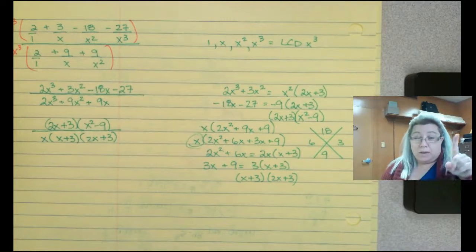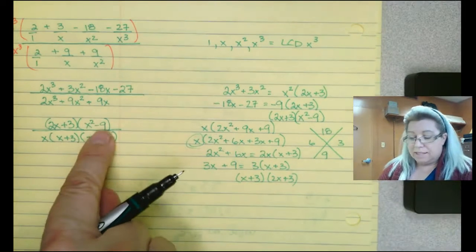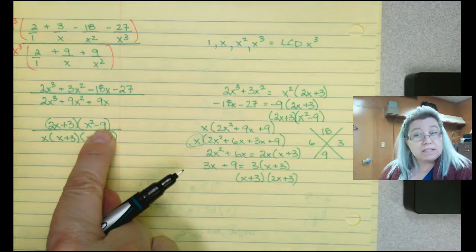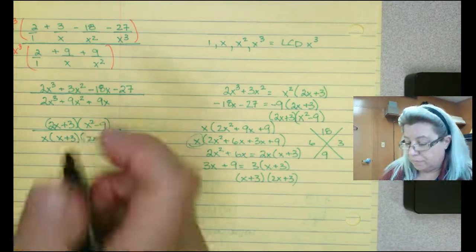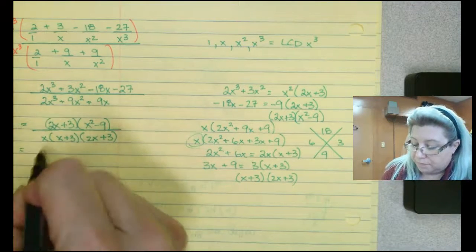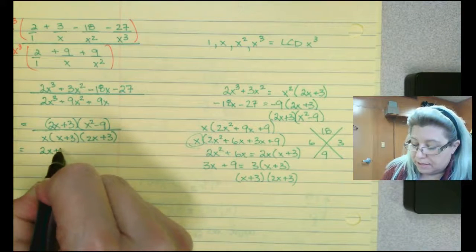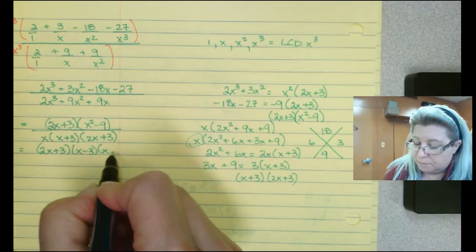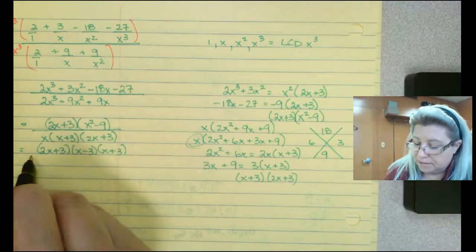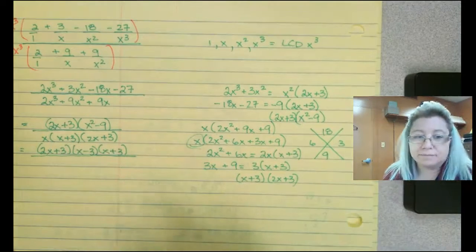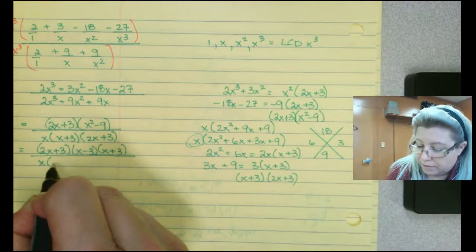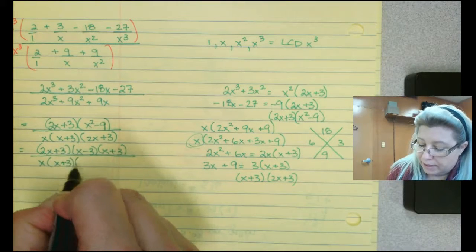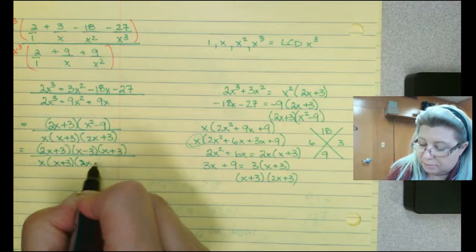But there's one more thing I want to look at. This x squared minus 9 looks like it's factorable as well. It's the difference of perfect squares, so it becomes x minus 3 times x plus 3. The top is 2x plus 3, x minus 3, x plus 3, and the bottom is x times x plus 3 times 2x plus 3.